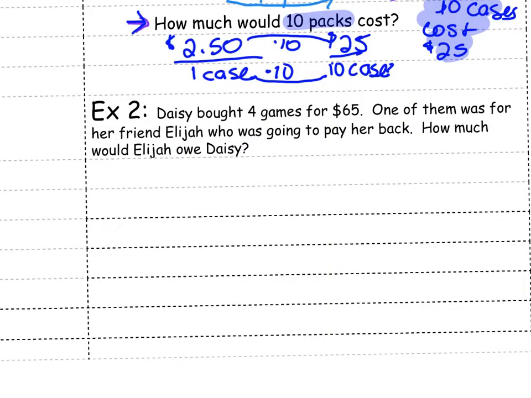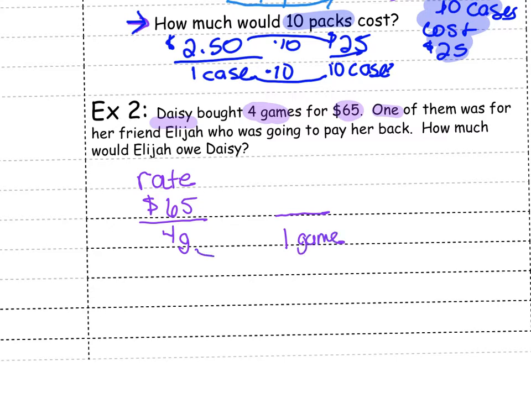All right, next problem. Daisy bought 4 games for $65. One of them was for her friend who was going to pay her back. How much would Elijah owe Daisy? So the first thing we have to do is find the rate. So my rate, and again, I always write that number, that is the amount on the top. So $65 for 4 games. But Elijah only really was buying one of them. So we want to know how much it is per 1 game.